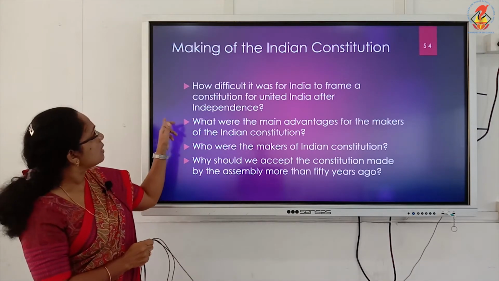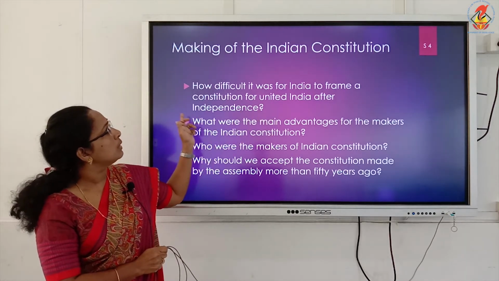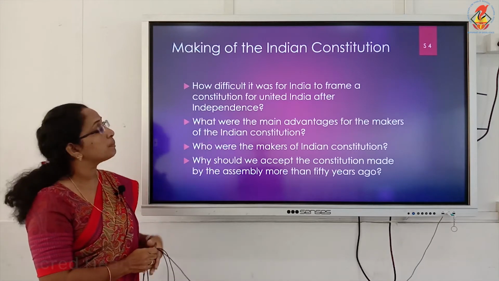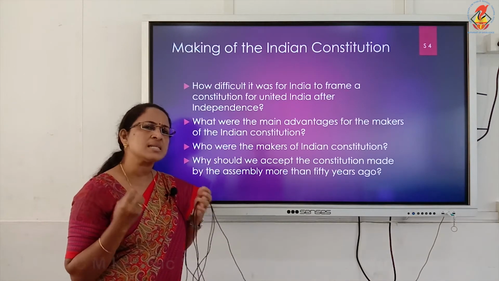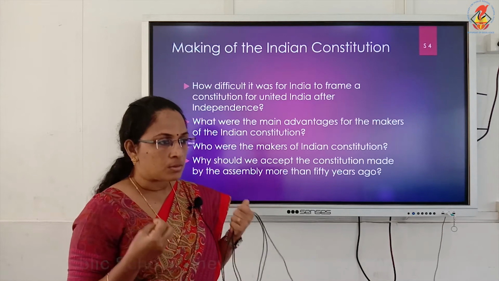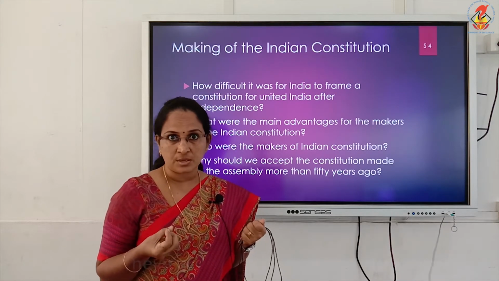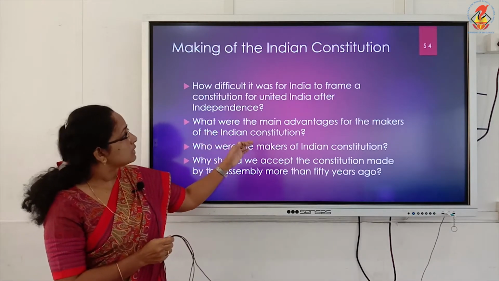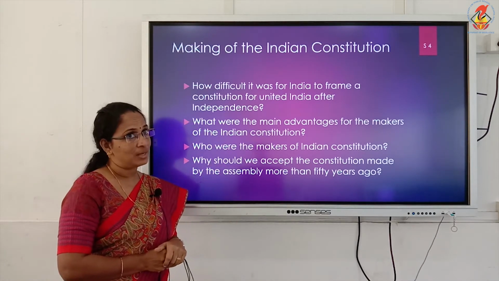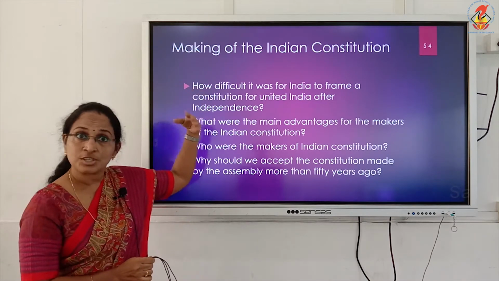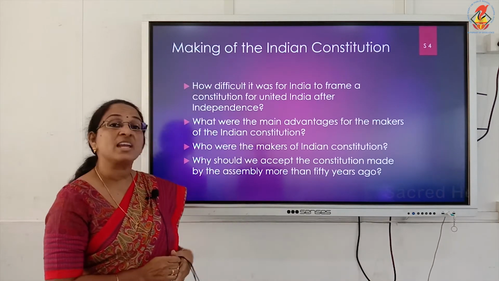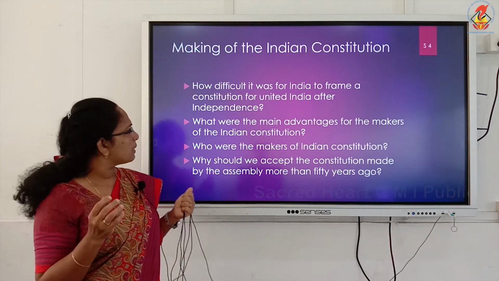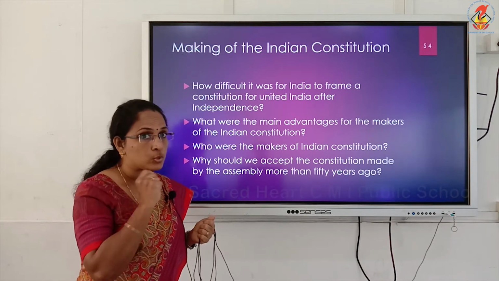First question, children: how difficult was it for India to frame a constitution for united India after independence? Which were the difficulties Indian constitutional framers faced at the time of independence? Second question, what were the advantages for the makers? The first question is related to the difficulties faced. Second question, advantages: which were the advantages our constitutional framers got from colonial rule?